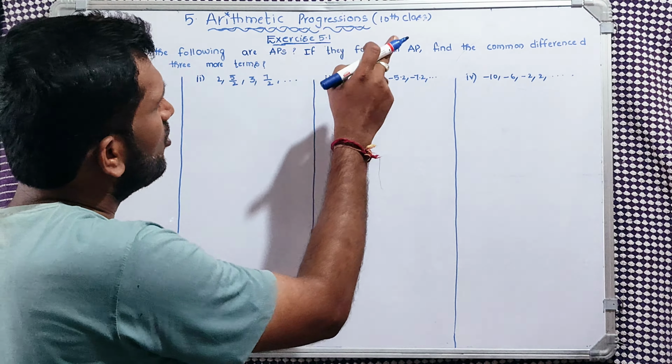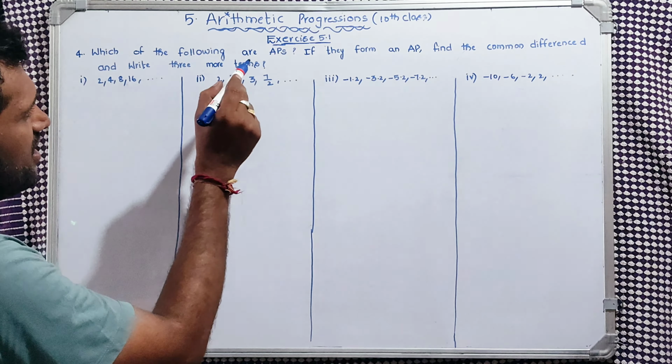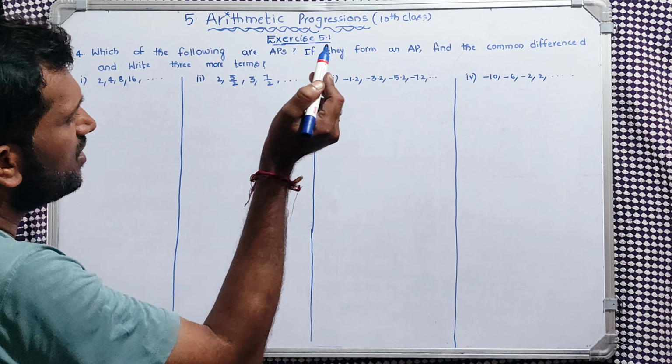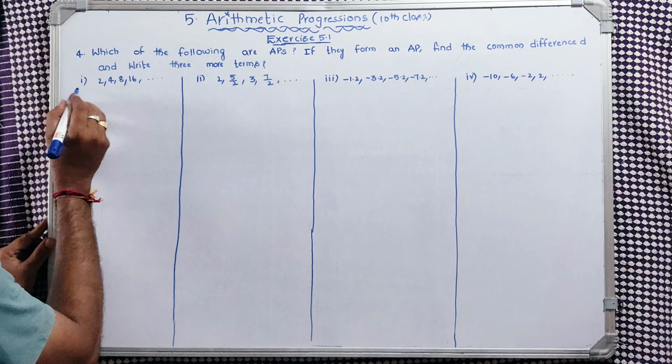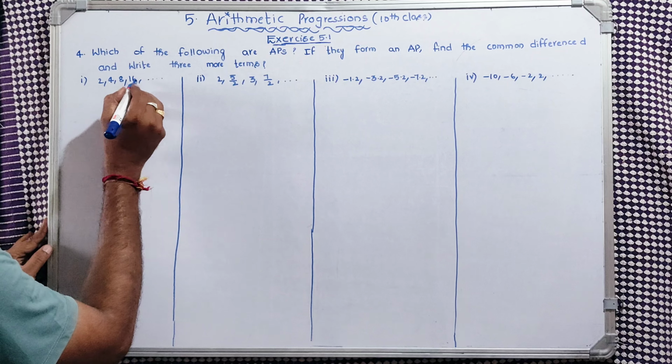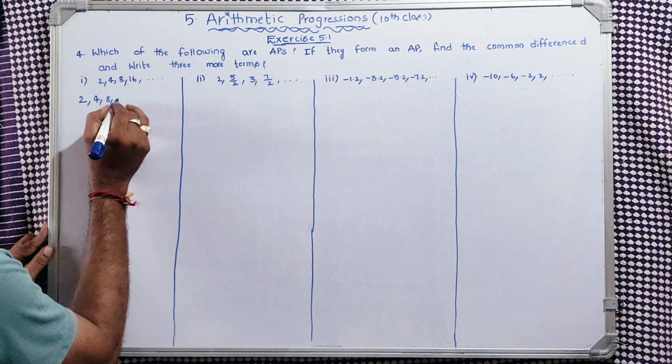Fifth chapter, Arithmetic Progression, exercise 5.1, fourth problem. Which of the following are APs? If they form an AP, find the common difference and write three more terms. First, 2, 4, 8, 16.